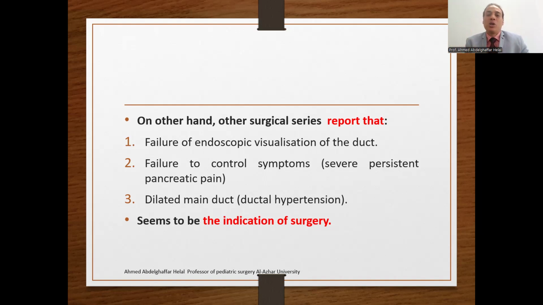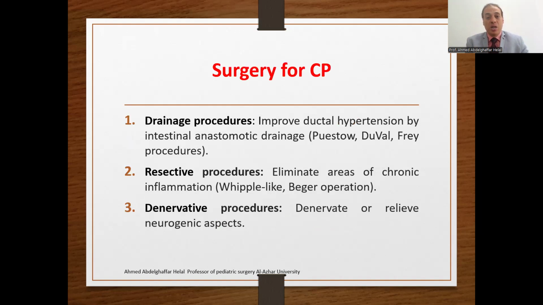The failure to improve or failure to control is the indication of surgery, and the presence of the dilated duct is the indication of surgery. How can surgery for chronic pancreatitis be classified? We may have three types. We can use one or a combination of them: a drainage procedure to drain this dilated, engorged pancreatic duct and decrease the duct hypertension, or to resect, remove the inflamed part of the pancreas.